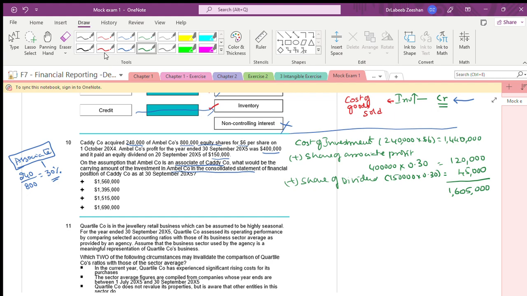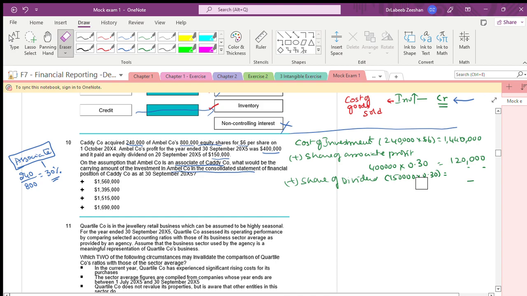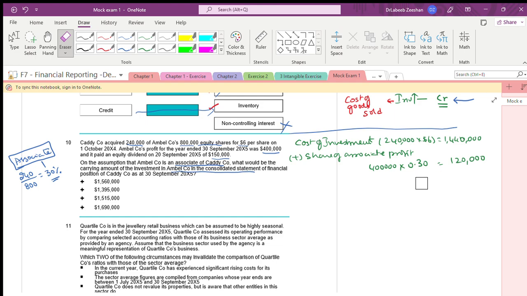One minute, one minute. One minute. Cost of investment is how much? Cost of investment is 1,440.